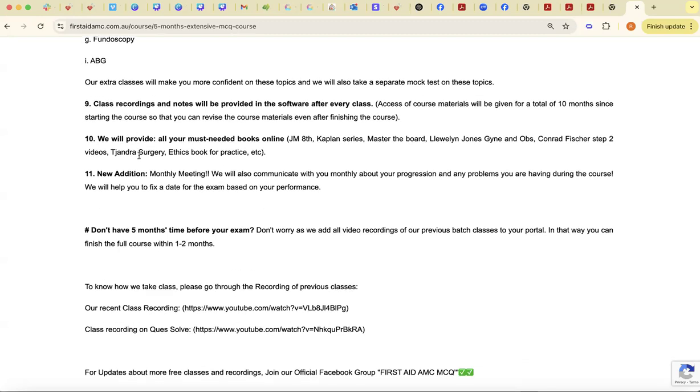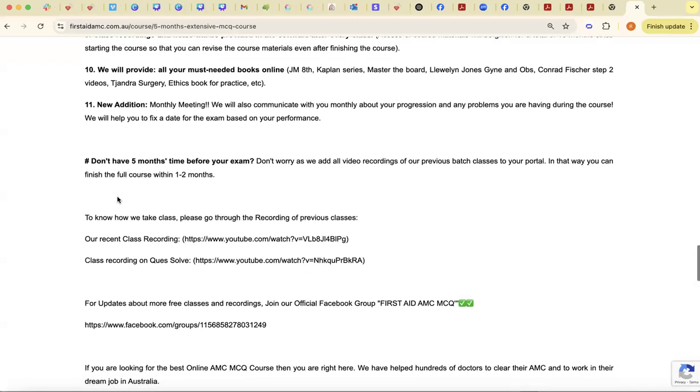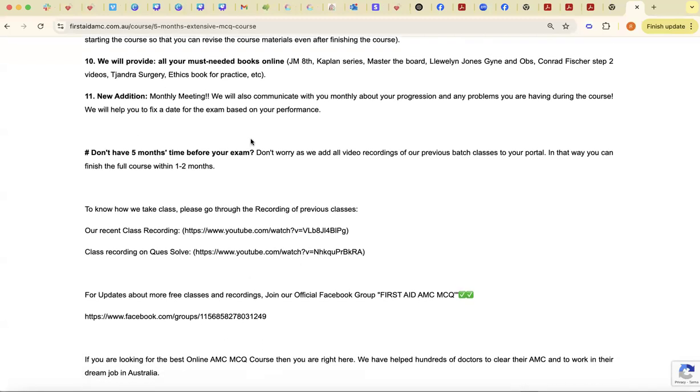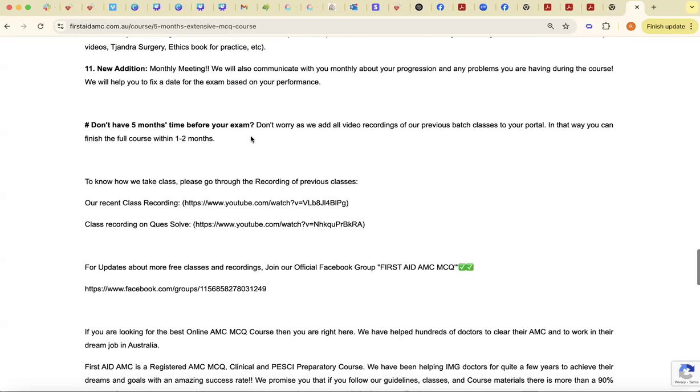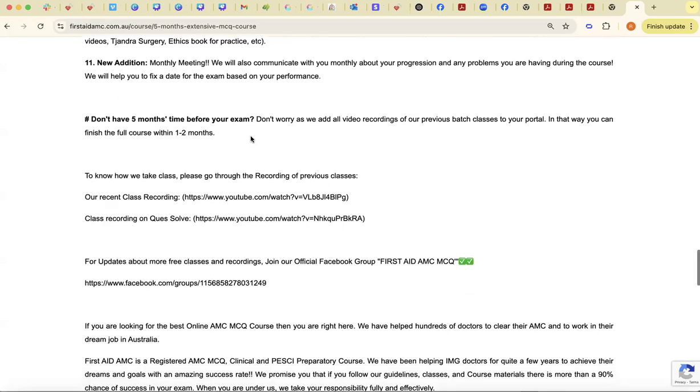All the books and materials will be provided by us. Also, if you don't have 5 months before your exam, don't worry, because we are going to upload all our last batch class recordings into your portal as well. Everything that we did in the last class will come to your portal automatically, so you can go through them. At least you can finish the theory, because theory doesn't change a lot. So finish the theory, and do our question solve classes as you go.